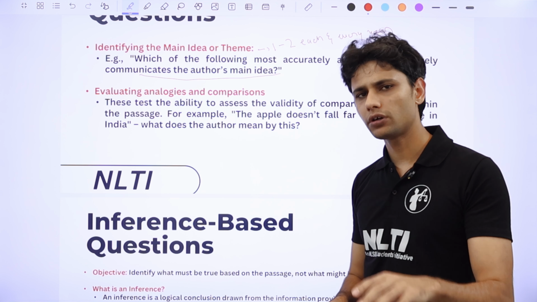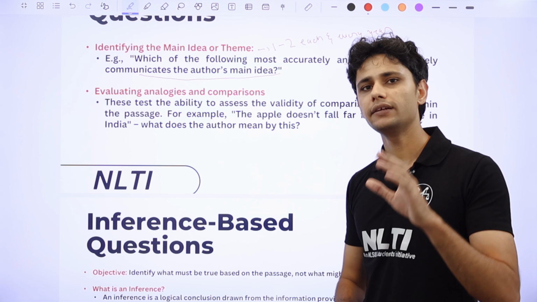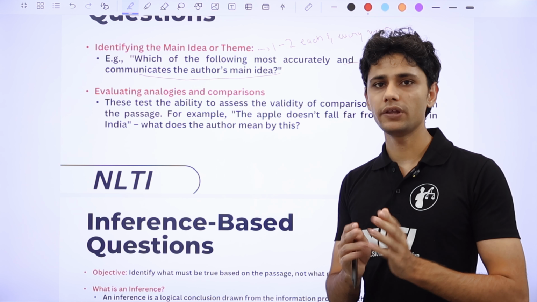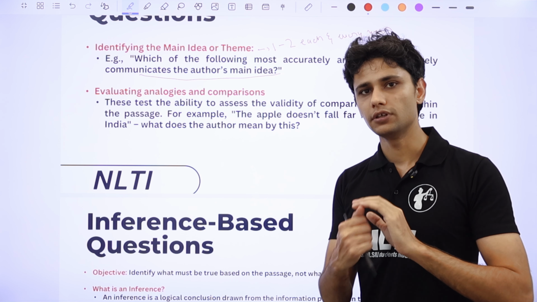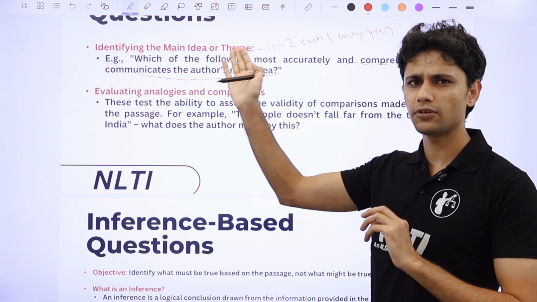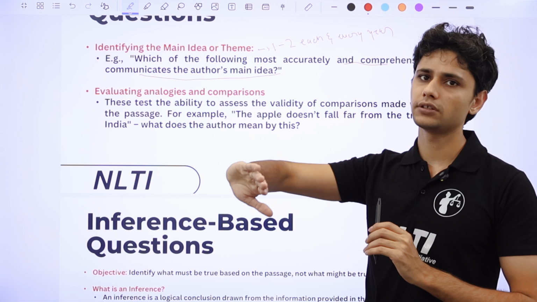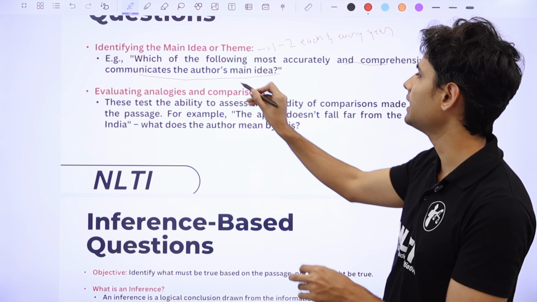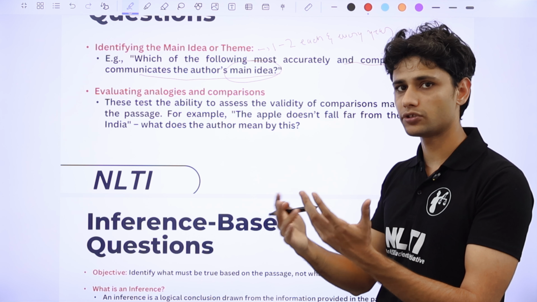I'll give you a very short trick to attempt these kind of questions. Look at either the introduction or the conclusion of the passage, because the author will always come up with their main argument either in the introduction or in the conclusion. So if this is a question and you're slightly unsure which is the right option, then look at the introduction or the conclusion. You'll find the author's main idea in one of these two.